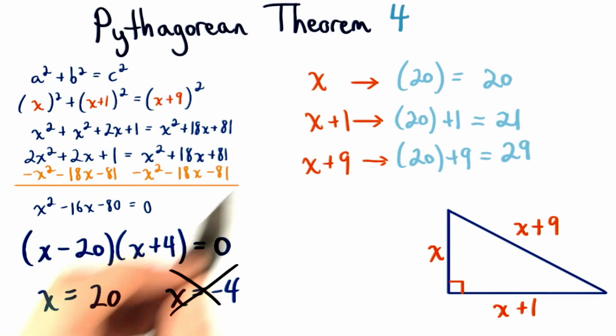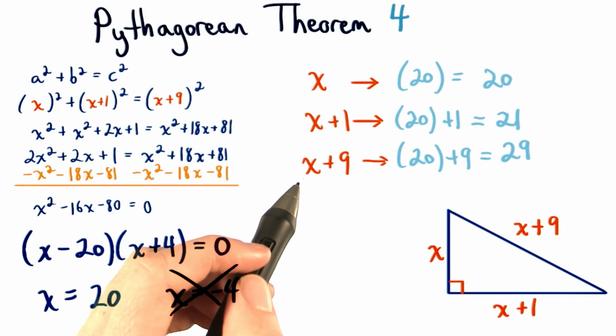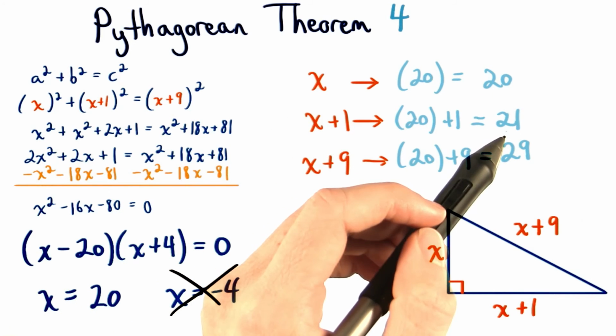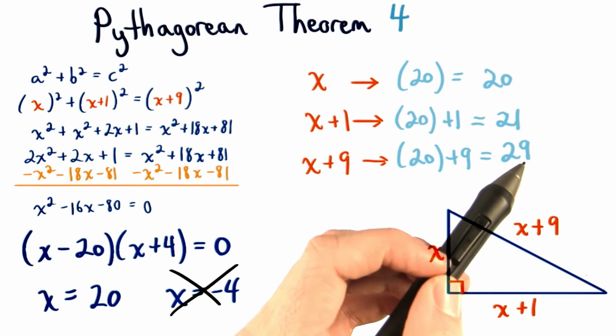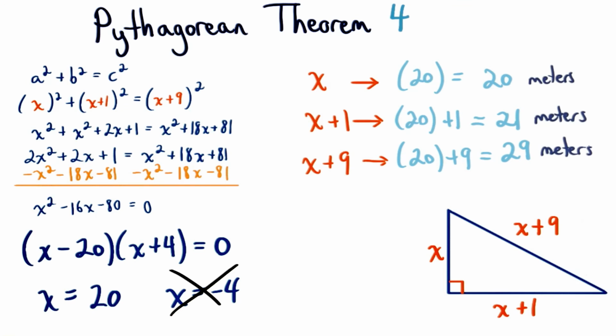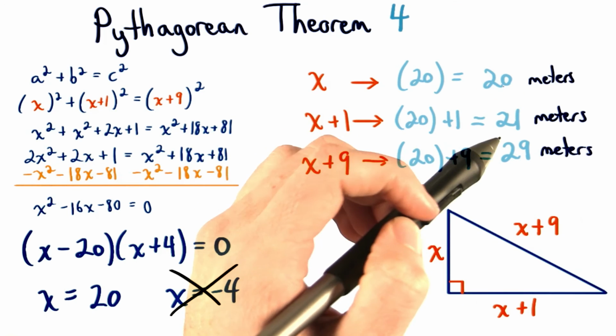When we plug in 20 for x in each of these expressions, we'll get our side lengths of 20, 21, and 29, with the hypotenuse being the longest one of 29 units. And since our original side lengths were reported in meters, we report each of these in meters.